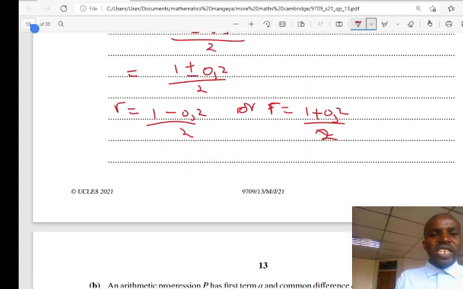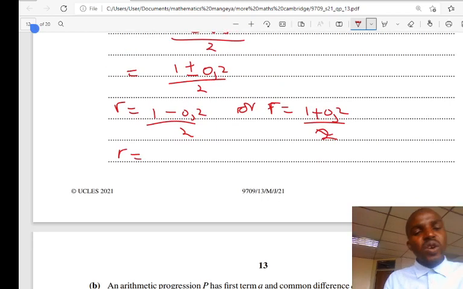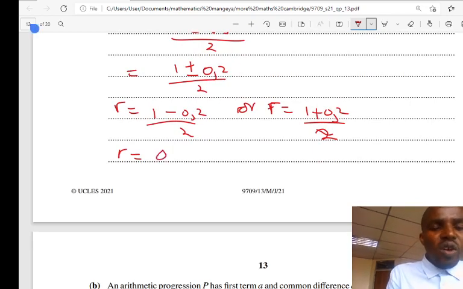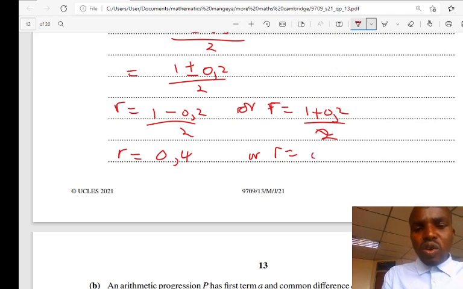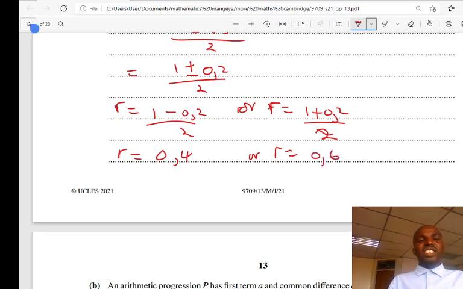If we simplify this, r is equal to 1 minus 0.2, which is 0.8. 0.8 divided by 2 is 0.4. Or r is equal to 1 plus 0.2, which is 1.2. 1.2 divided by 2 is 0.6. So these are the two possible values of r.